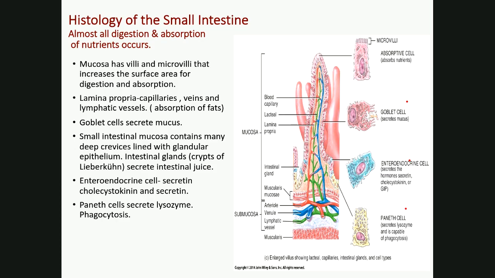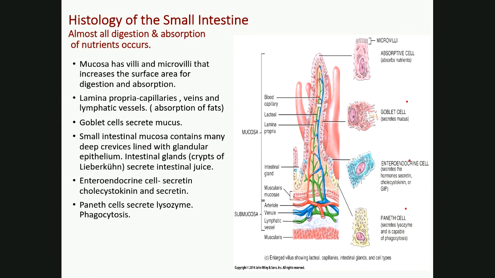So if we look histologically at the small intestine, we notice its mucosa, or this layer, is made up of villi and microvilli. So these are folds that increase the surface area for digestion and absorption. The important thing about the small intestine is that almost all digestion and absorption of nutrients occur in the small intestine. You can also see a region here called the lamina propria.